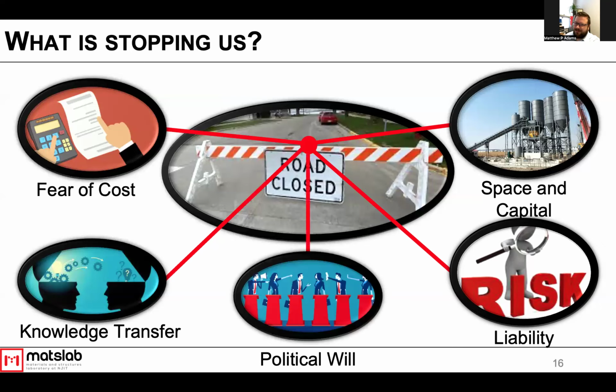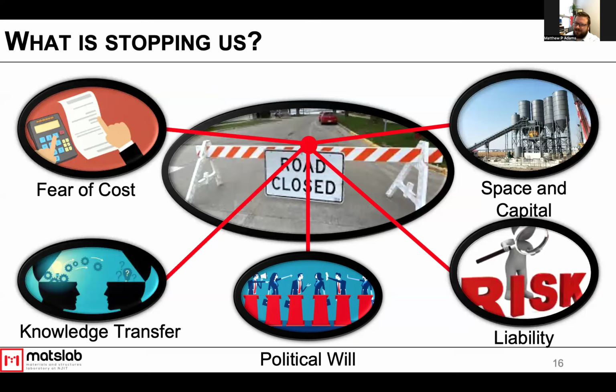A lot of this can be solved with the right political will, right? So systems that can help fund knowledge transfer, systems that can help fund expansion of ready mix facilities, systems that help take on some liability or offset some liability.